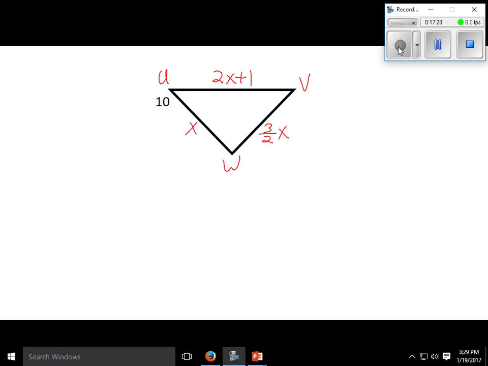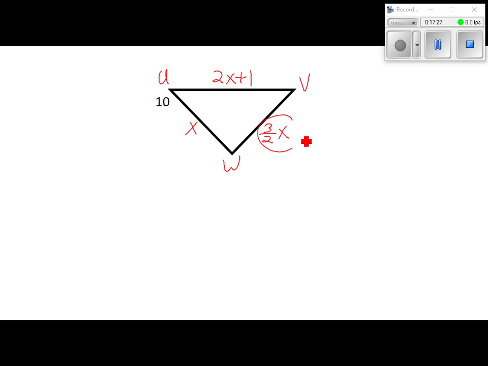Same thing on number 10, sort of a hard one. Probably the first thing I would do on number 10, instead of saying 3/2 x there, I'd probably change that to 1.5x, just to make it easier on us. We're going to pick two sides, and they should add up to be more than the third side. So I'm going to pick 2x plus 1 plus x, and that should be greater than the 1.5x.